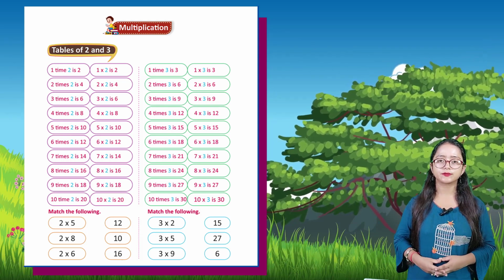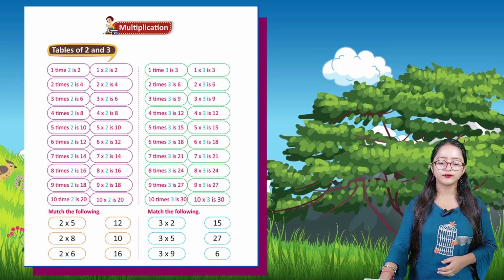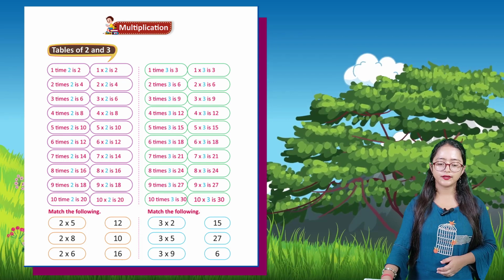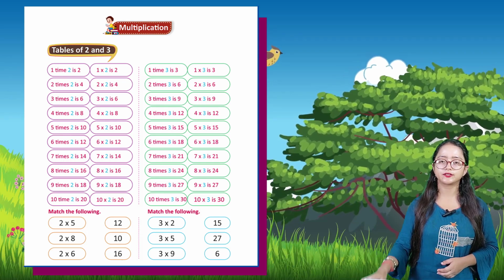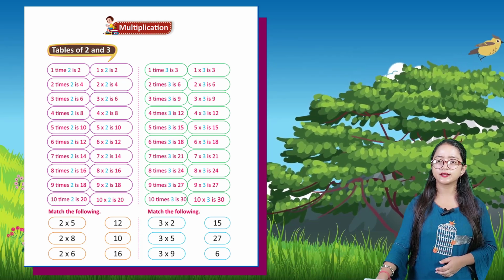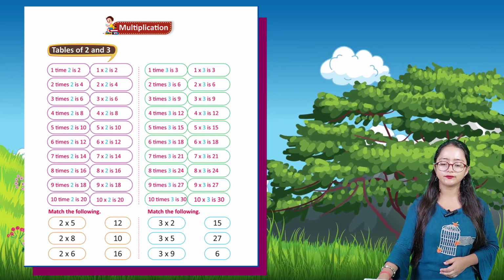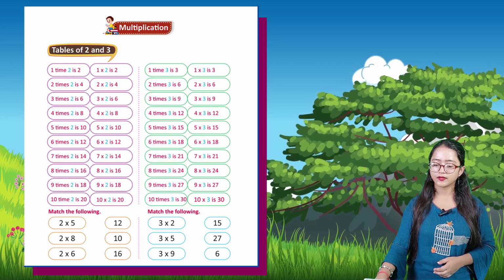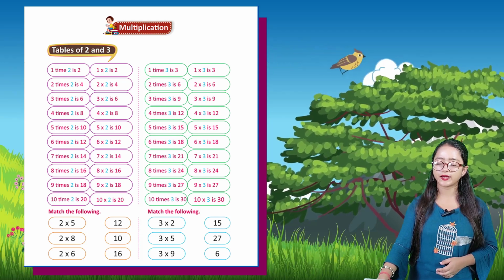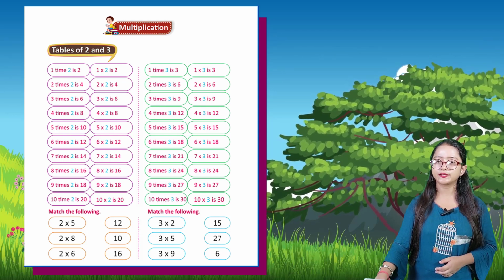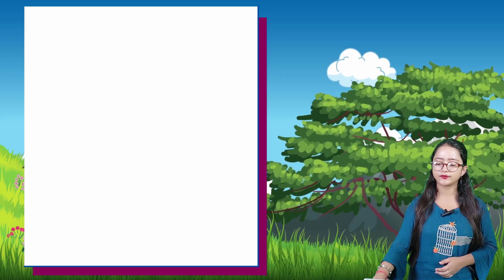Now students, let's do some exercise. Match the following. 2 into 5 is 10, so match 2 into 5 with 10. Next one, 2 into 8 is 16, so match 2 into 8 with 16. Next one, 2 into 6 is 12, so match 2 into 6 with 12. Next one, 3 into 2 is 6, so match 3 into 2 with 6. Next one, 3 into 5 is 15, so match 3 into 5 with 15. Next one, 3 into 9 is 27, so match 3 into 9 with 27.